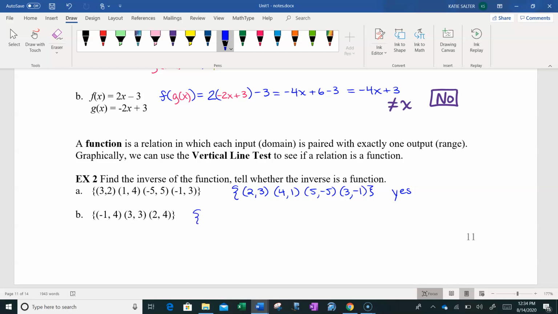For the second one, we would have the point (4, -1), (3, 3), and (4, 2). So in this case, this inverse relation is not a function. It's not that it's not an inverse, it's just that the inverse is not a function because you have the point (4, -1) and the point (4, 2). So that x value of 4 is paired with two y values. If you graphed these points, you would also see that it fails the vertical line test.